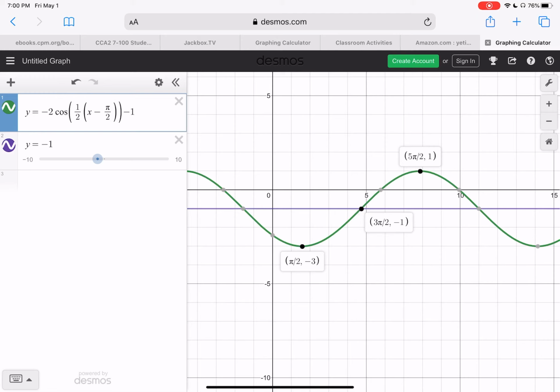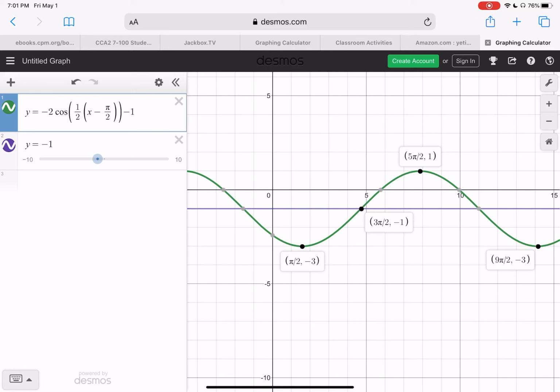Lastly, I want to check if my period is 4 pi. So I started at pi over 2, so I should end 4 pi later. If we're looking at halves of pi, it would be 9 pi over 2. So let's see. We ended on 9 pi over 2. So that's 4 pi later, which means that my period is in fact 4 pi.